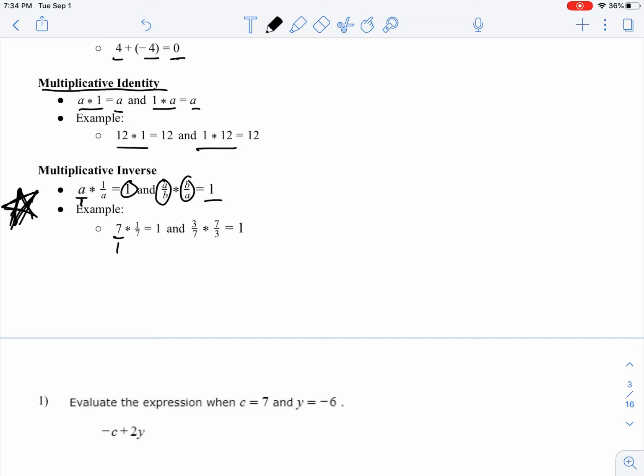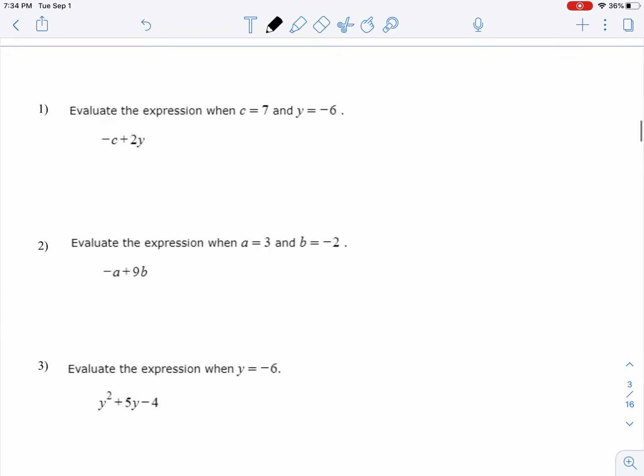And I can show you just real quickly the proof for this. If I'm multiplying fractions, you should know you have to multiply straight across with fractions. So 3 times 7, well, 3 times 7 is 21. 7 times 3, that's also 21. 21 over 21 is 1. That's why that works.